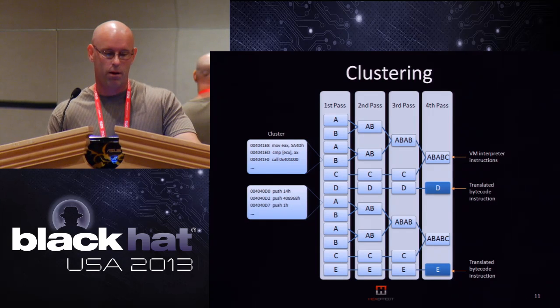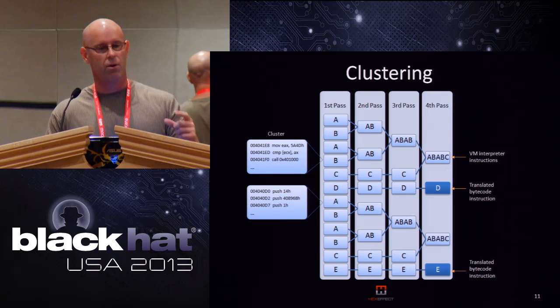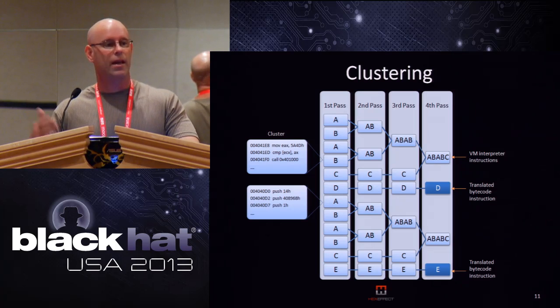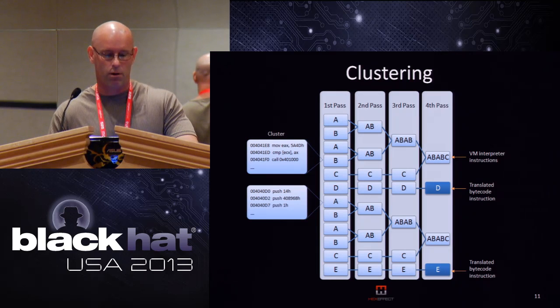From there, the idea is, say in the first pass, I create these clusters that are based on very small snippets of assembly code. And if I see those same snippets of assembly code repeated, I name them the same one. So in this case, think of cluster B, where it's got the move and the compare and the call.